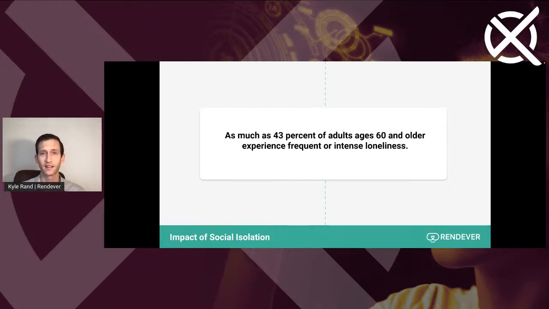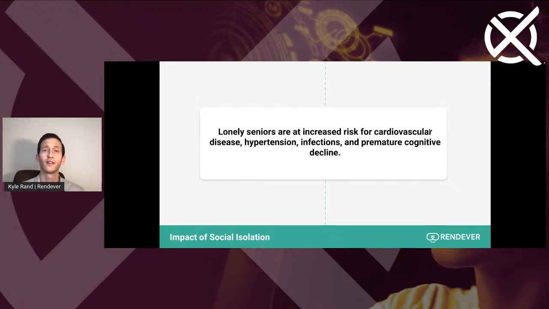So I'm going to run through some of these stats that we focus on when we discuss this with the rest of the world. First things first, loneliness is a quiet epidemic. About 20 to 43% of adults age 60 plus experience frequent or intense loneliness. Now, we know we have a problem. Lonely seniors are at an increased risk for a wide range of comorbidities. We're talking about a 30% increase in heart attack and stroke, a 50% increase in risk of dementia stemming from premature cognitive decline. We see increased risk of infections due to suppressed immune system, increased risk of diabetes, alongside increases in depression, anxiety, and even suicide.